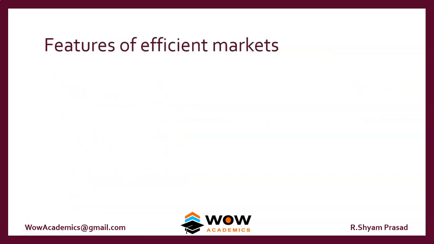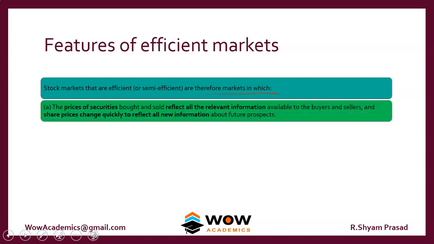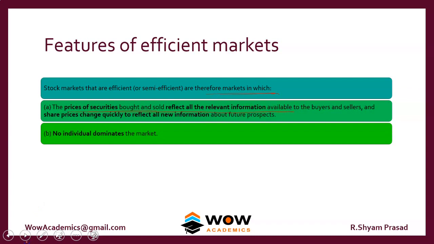Now we look at the features of efficient markets. Stock markets that are efficient or semi-efficient are markets in which the prices bought and sold reflect all relevant information available to the buyer and seller, and share prices change quickly to reflect all the information about the project. So the share price movement captures all the available information. No individual person can dominate the market.